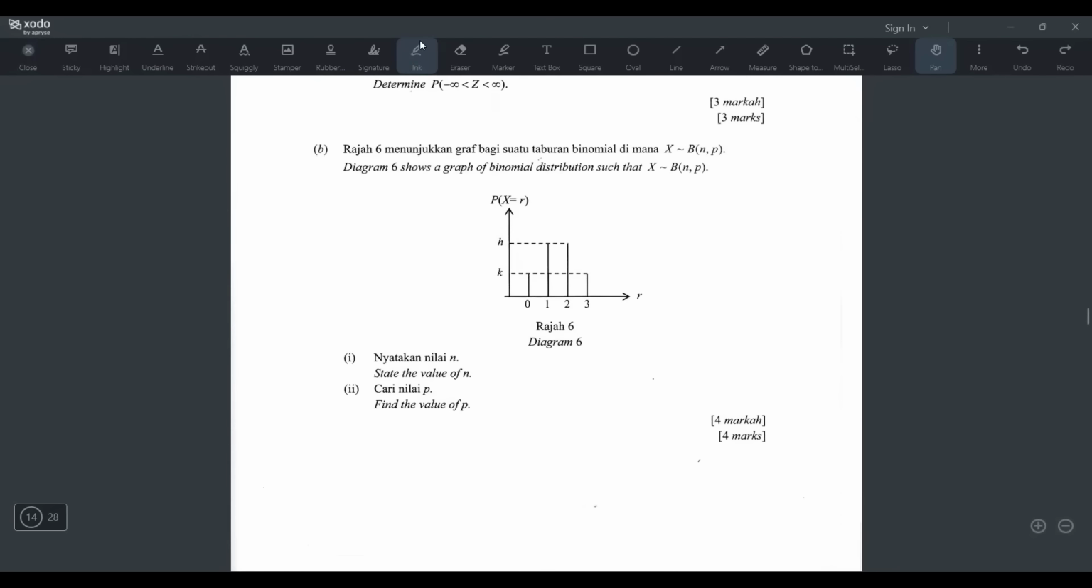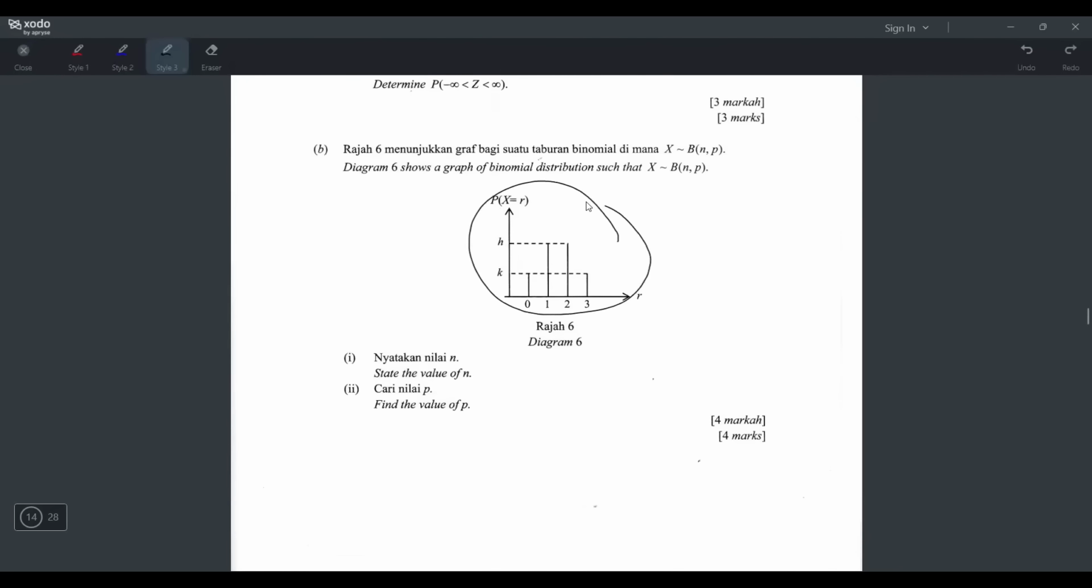Okay, now let's do B. This one is definitely binomial, because this graph is the graph for binomial distribution. So confirm it's binomial. So later I have to list out the n, p, q. Okay, diagram 6 shows the graph of binomial such that X. Okay, this is the notation, B(n, p). The n is confirm 3, because I know it from the graph here. They already put 0, 1, 2, 3, and the maximum here would be the n.